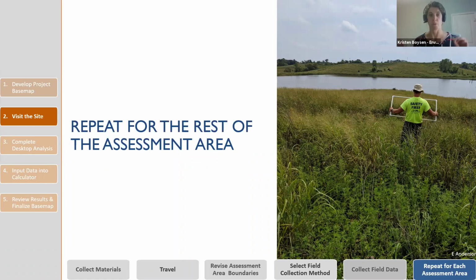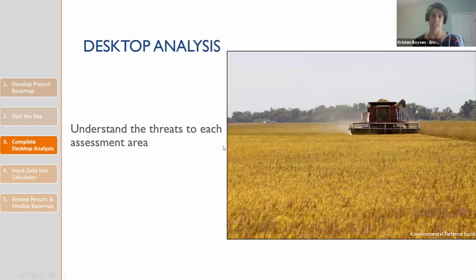Great. So we're done with our site visit. We've done our 100 plots on our assessment area, and if we have another assessment area, we do the same thing in that assessment area. We pack up all our gear, we drive back to the office, and we move to step 3, doing the desktop analysis.